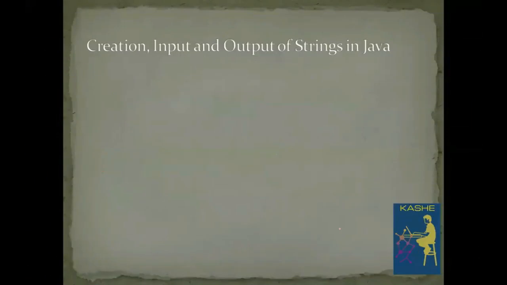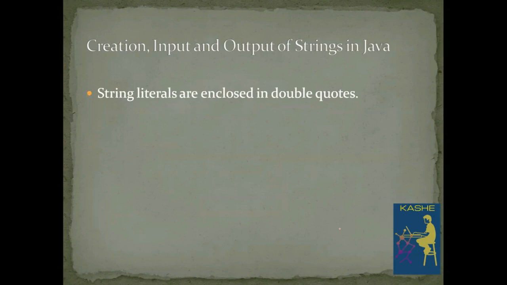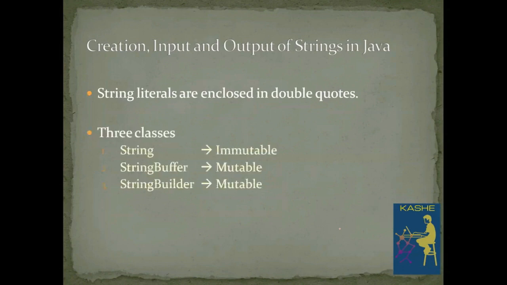So now we will see creation and input output of a string in Java. In Java also we have to enclose the string in double quotations. And if you observe Java, there are 3 different types of classes available to create string objects. The first one is String, the second one is StringBuffer, and the third one is StringBuilder. By using these 3 classes, we can manage strings within the Java program.